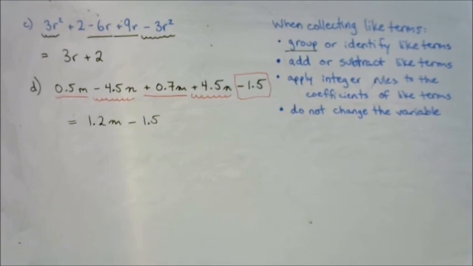Okay, like terms have identical variables. You can simplify a polynomial by adding or subtracting like terms. That's called collecting like terms. Sometimes we didn't show it, but it can be helpful to think about. That's all you need to know.